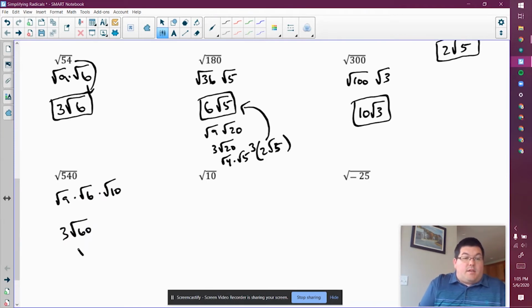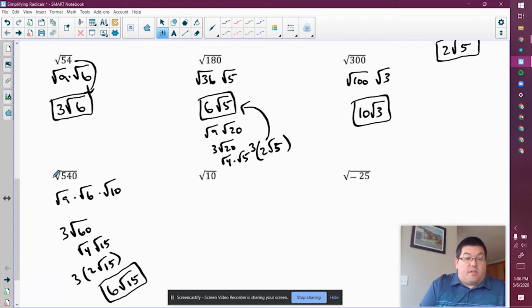Well, 60 is 4 times 15, right? And so 2 rad 15 times 3 would give us 6 rad 15. Additionally, we could have come to the conclusion that the square root of 36 times the square root of 15 got us to 540, and that's fine too, right? Either of those methods is perfectly fine.